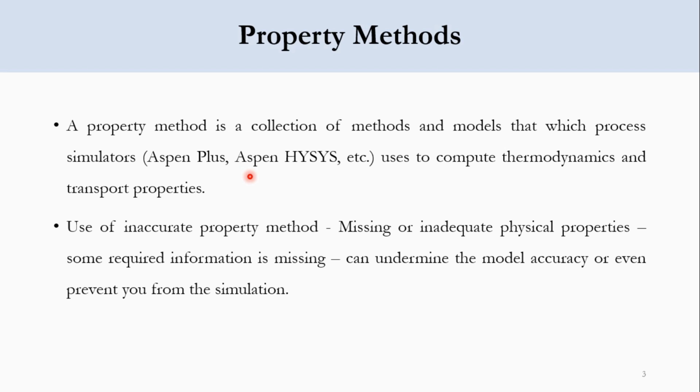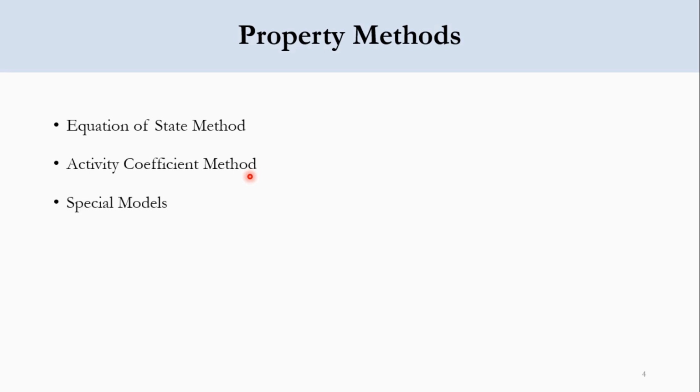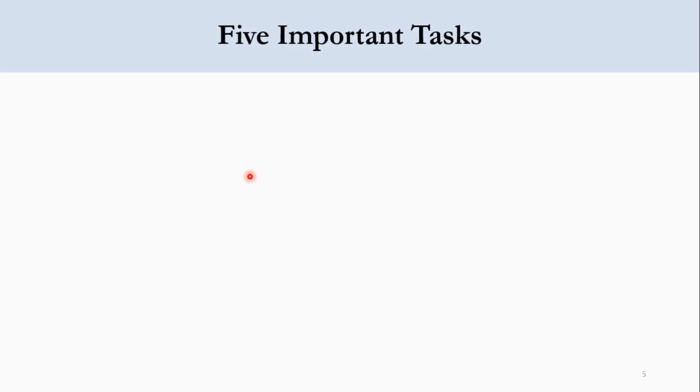You have placed all the equipment correctly. You have prepared the correct flow sheet. You have selected the right components. But if the property package is not correct, you will not be able to get the required results. The property packages which we usually talk about, the broader classification, are equation of state methods, activity coefficient methods, and special models.